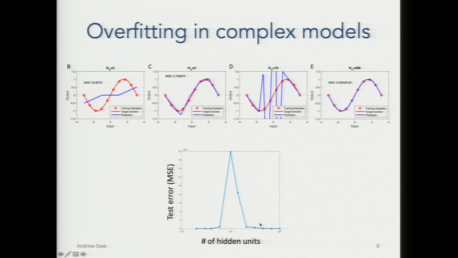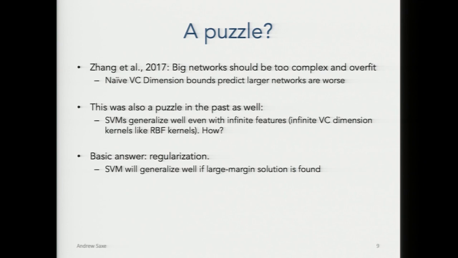So the fact that these large networks have worked well has struck a lot of people in the field as a big puzzle, because if you're used to that standard morality tale of bias-variance trade-off, this seems like it's somehow breaking that trade-off. So there was an influential paper in 2017 that just pointed this out, said, hey, these models really should be too complex and should be overfitting. And if you use the standard bounds on the estimation error based on things like VC dimension, you would predict that these large networks should be really bad.